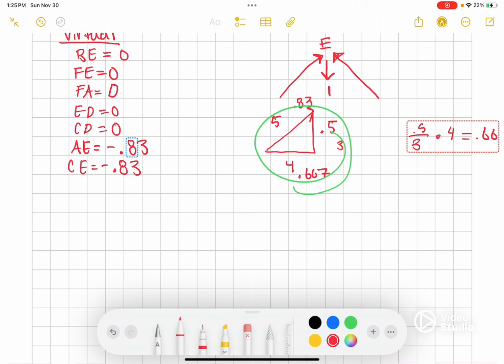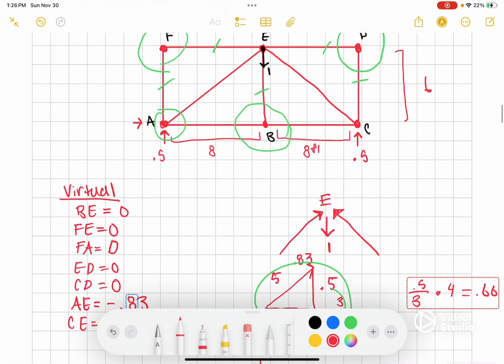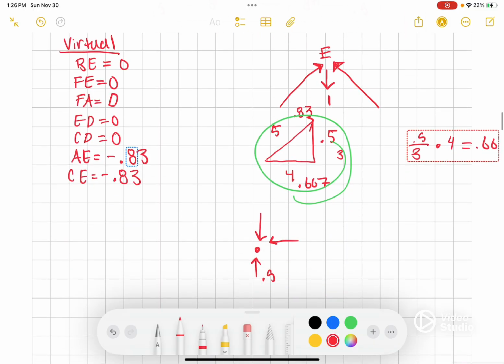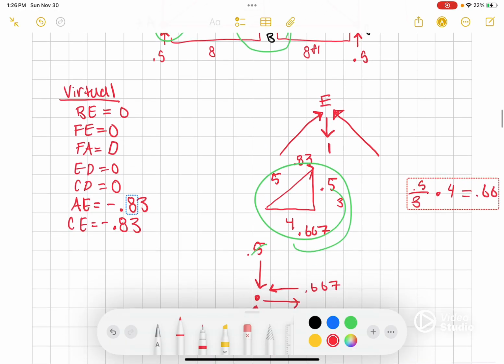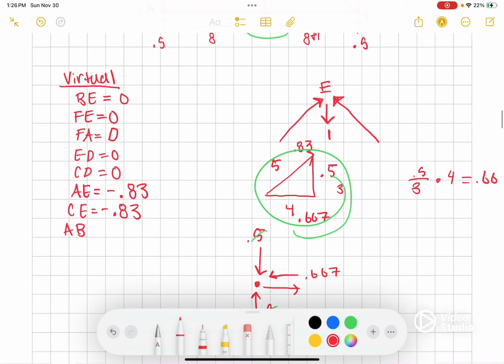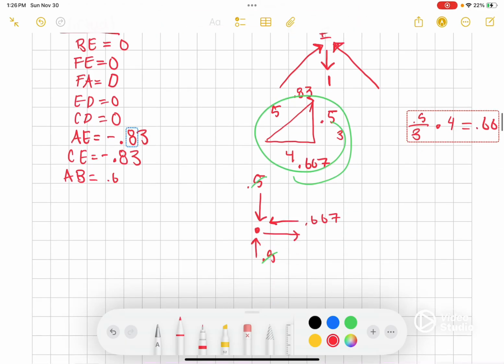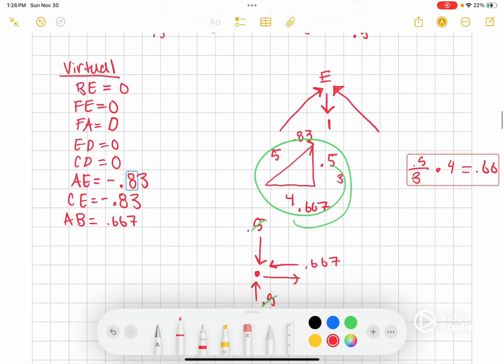So we can draw this at joint A. We know we have 0.5 up, and we're just going to draw this split up because it's going to be so much easier. So we've got 0.5 up, and it's pushing on it, so it's in compression. We're going to have 0.667 going sideways, and 0.5 going down. Those 0.5s cancel, which means our beam coming out, AB, has got to be in compression 0.667, and the same goes for CB.